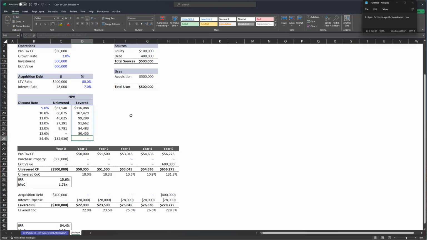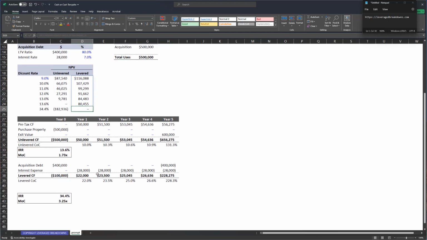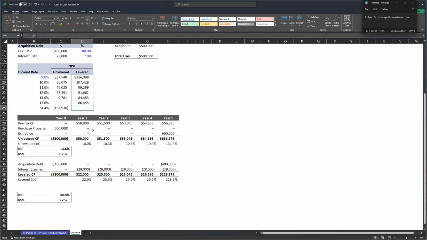0 NPV, and for my levered NPV, a 34.4% discount rate gives me a 0 NPV. That is what is going on there.